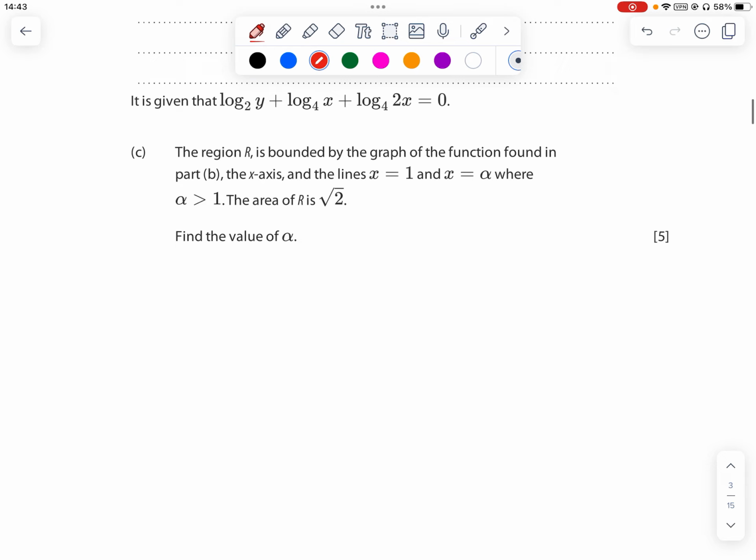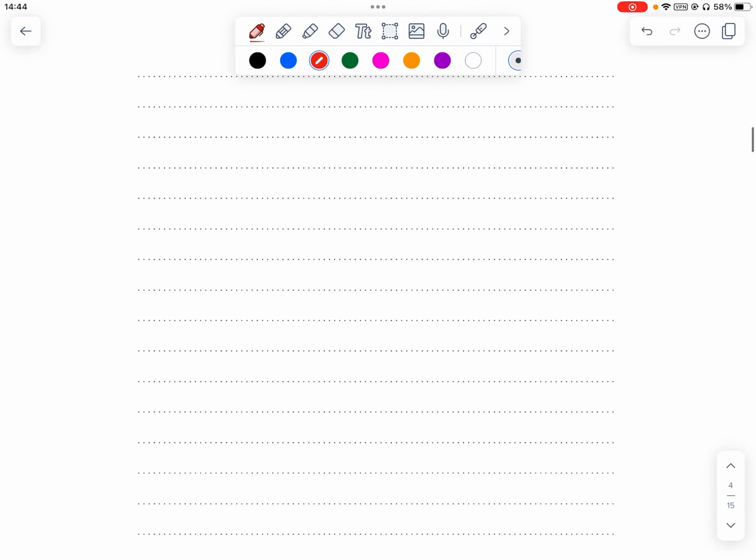It is given that this entire thing equals 0. The region bounded by r and the graph. So this comes under calculus. So once we do the calculus topic, we can do that one. For the present moment, we can leave it over there.